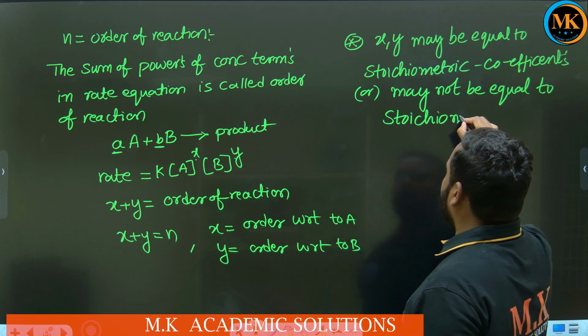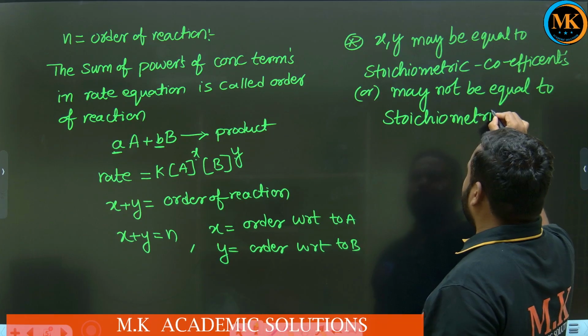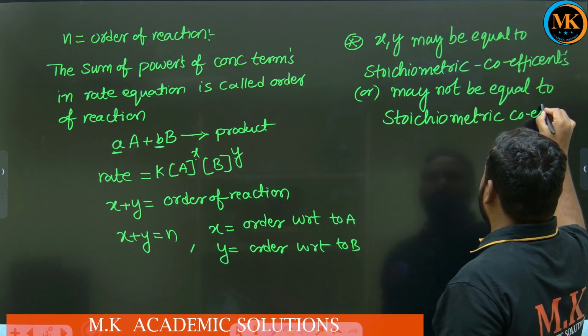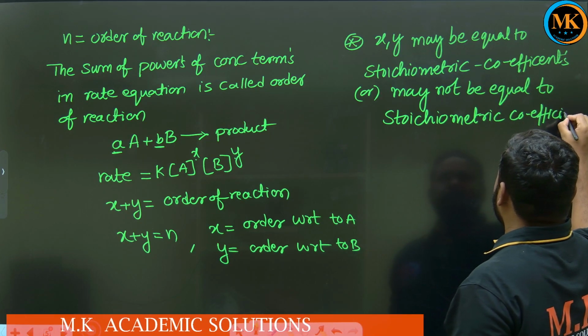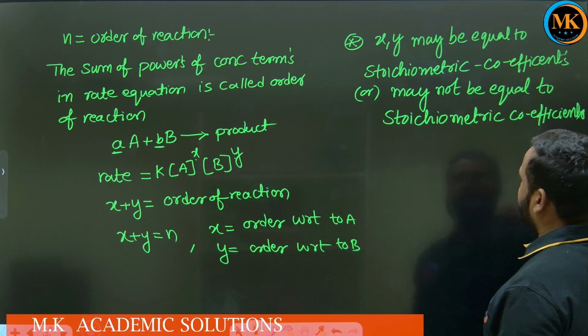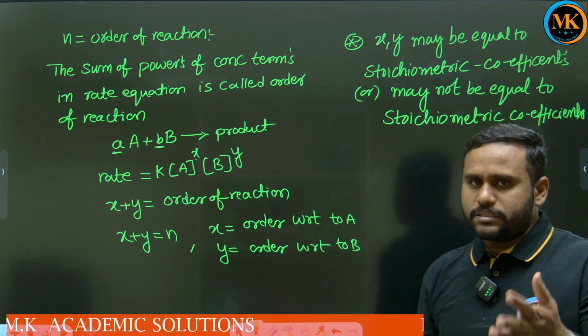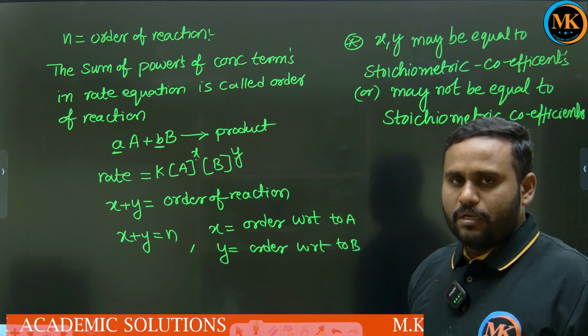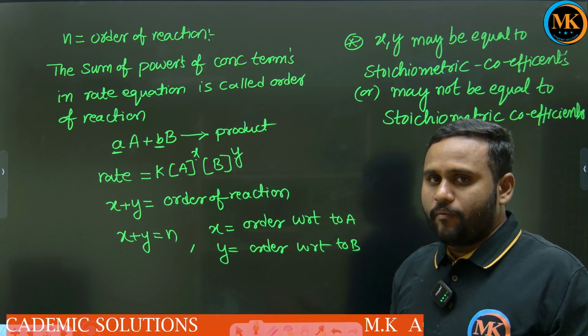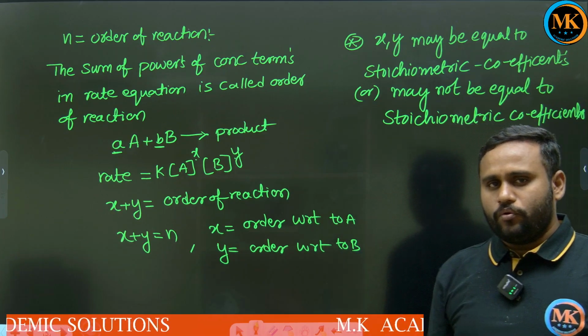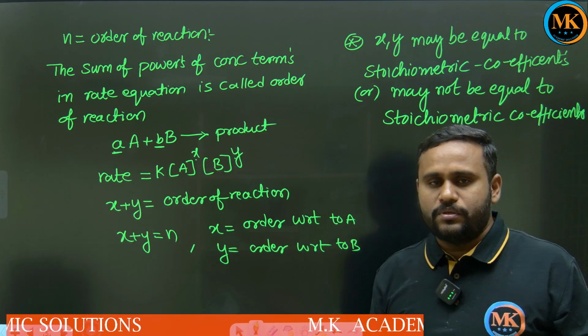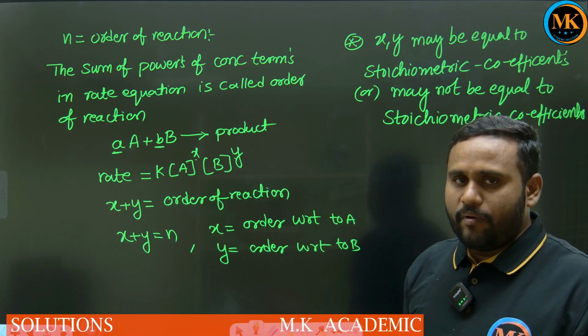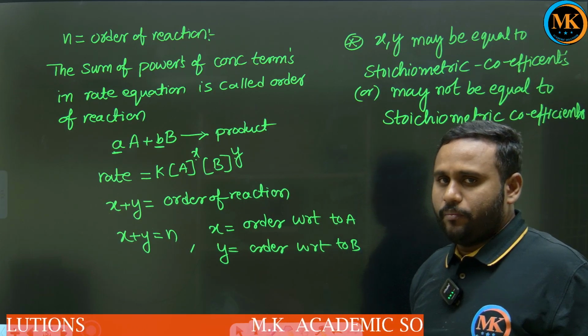Stoichiometric coefficients in balanced chemical reaction. Okay, let us take some example in which the X and Y, or the power values, are equal to stoichiometric coefficient, and some more examples in which the power values are not equal to stoichiometric coefficients.